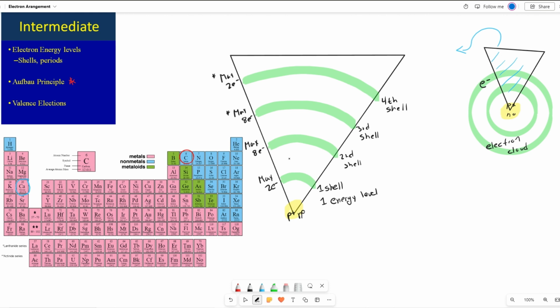So carbon has 6 electrons. The first energy level can only hold 2 electrons, so we'll put 2 electrons in the first energy level. So there's 4 electrons that are left. The second energy level can hold up to 8 electrons, so all 4 of those other electrons will go into the second energy level. So now we've added 1, 2, 3, 4, 5, 6 electrons. That's how many electrons a neutral carbon would have. So we would say that carbon has 6 electrons.